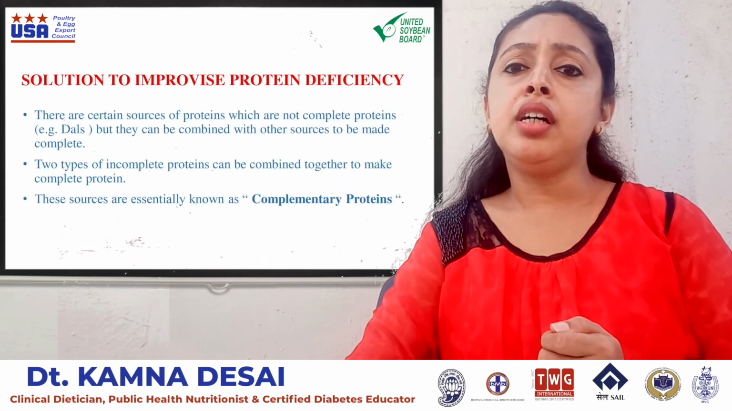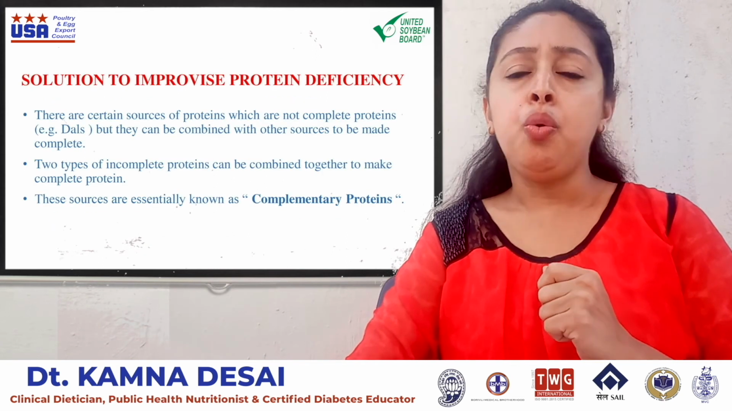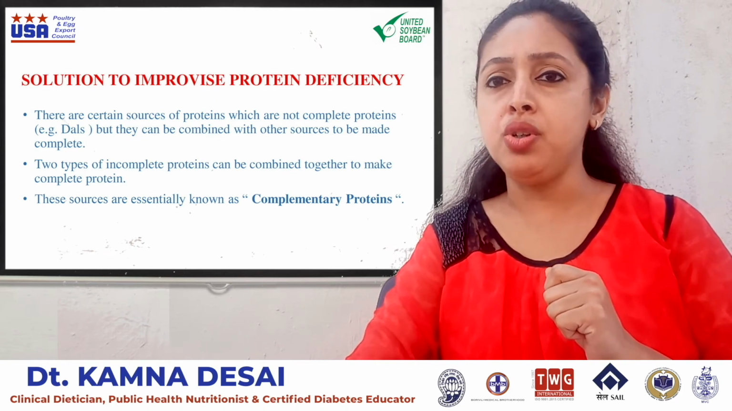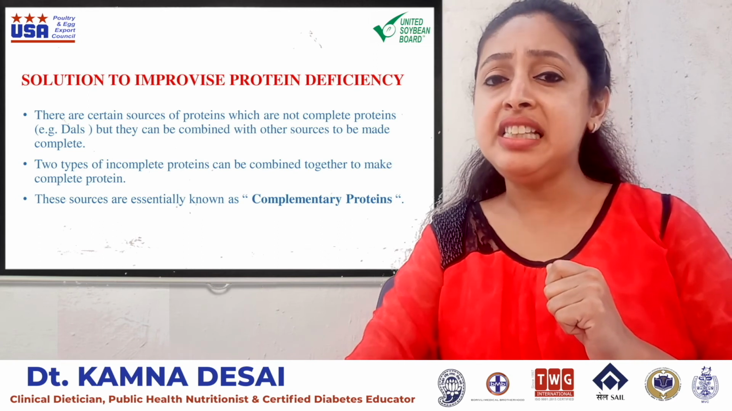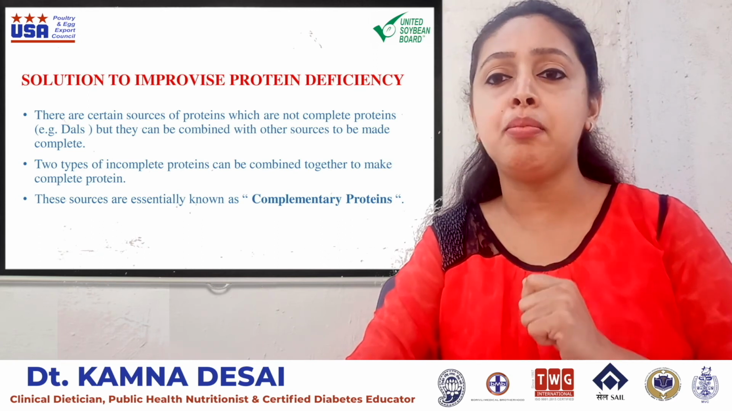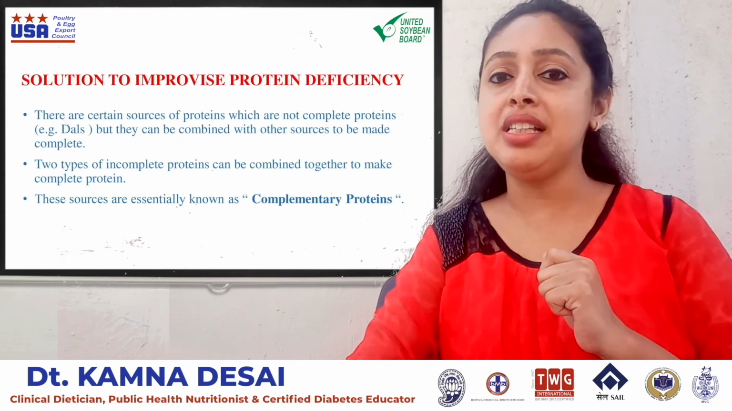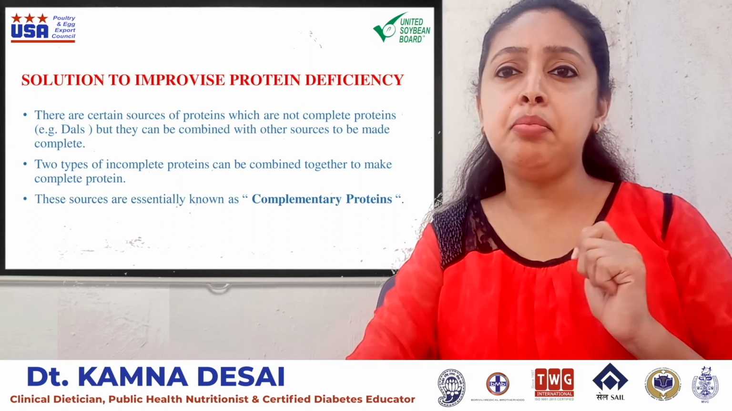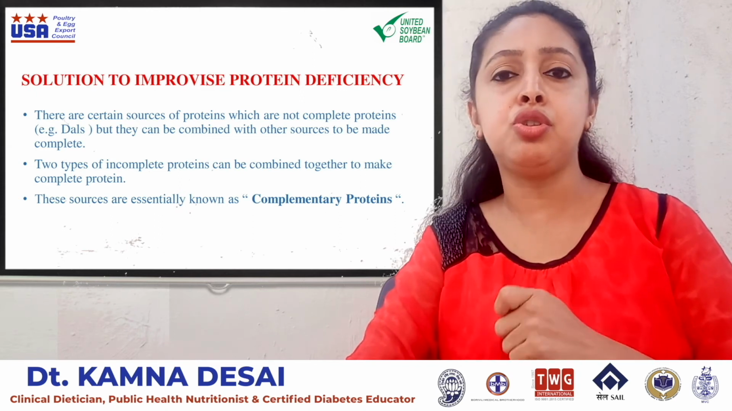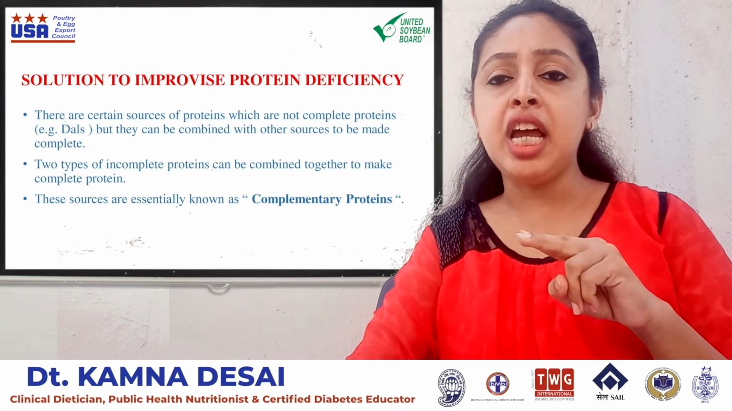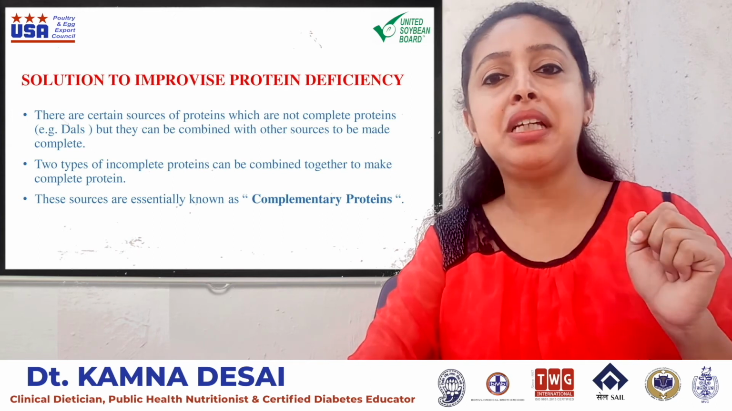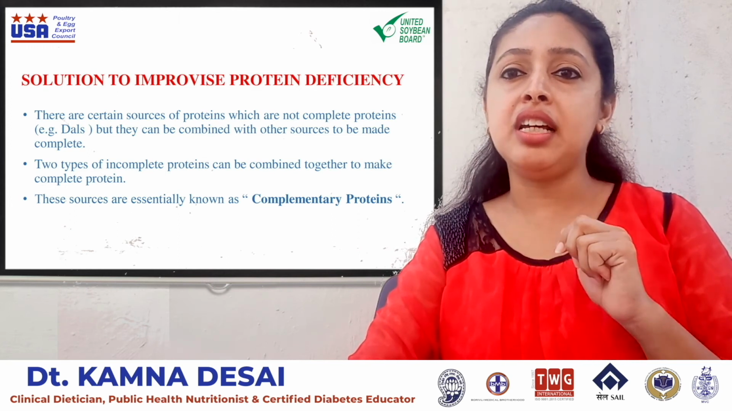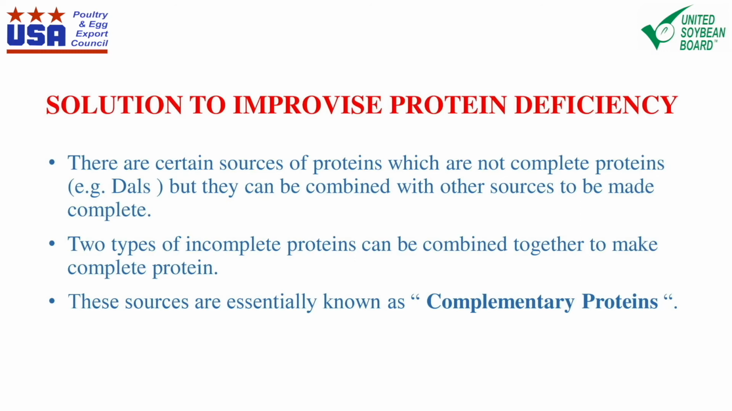There are certain sources of protein which are not complete proteins, like your dals. They are a good source of protein, but since they don't have all the essential amino acids, they are known as incomplete proteins. So these incomplete proteins can be combined with other sources to be made complete. Two types of incomplete proteins can be combined together to make a complete protein. These sources are essentially known as complementary proteins.